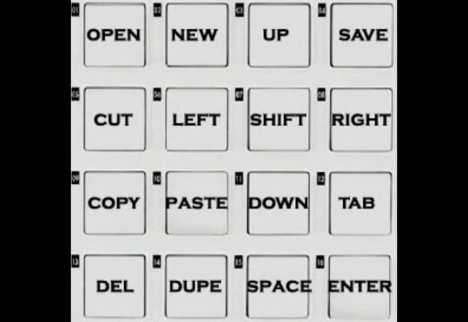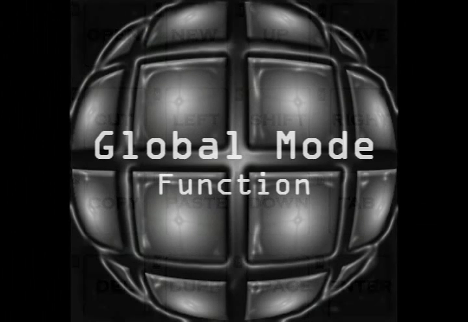In edit mode, you have access to 16 common editing keys. You have the arrow keys up, down, left, right with shift in the center. Then you got open, new, save, cut, copy, paste, delete, duplicate, space, enter, and tab.